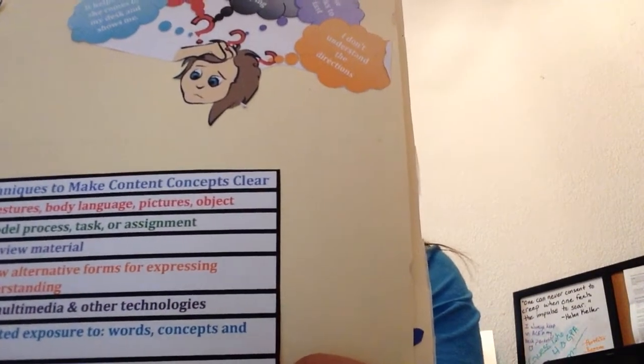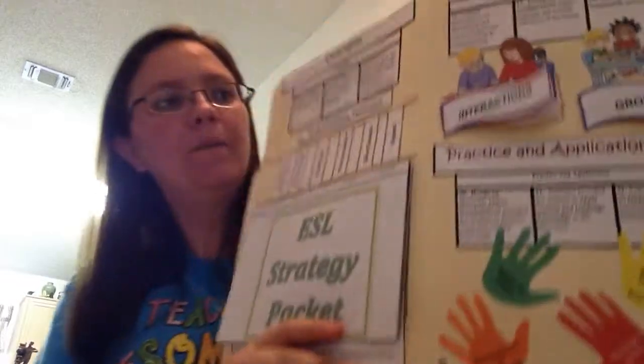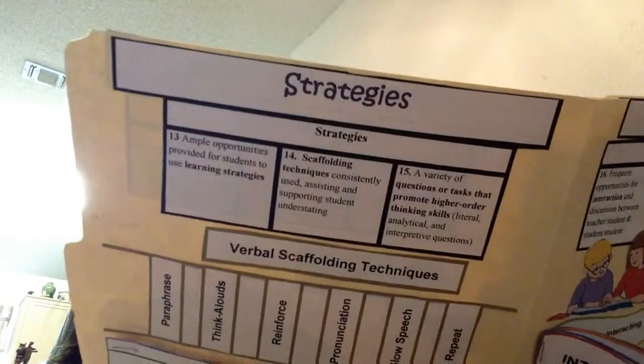And then, let's see, this box right here, these are some ideas that I can use in my lesson to make content concepts clear for my ELLs. Gestures, body language, model, same thing that we've been doing. Okay, now we're on to page 4. And page 4 is about strategies.